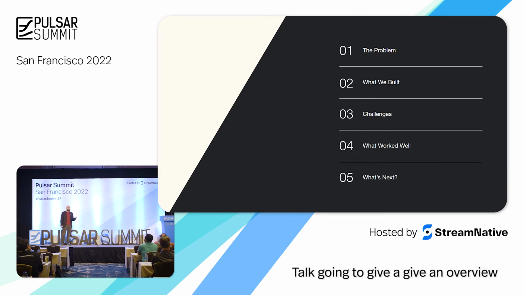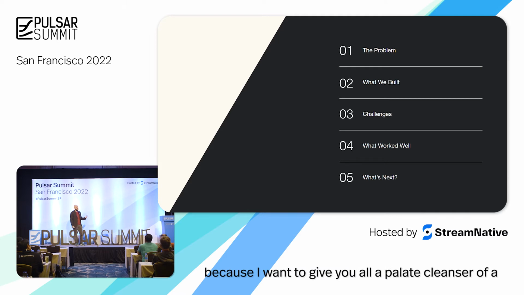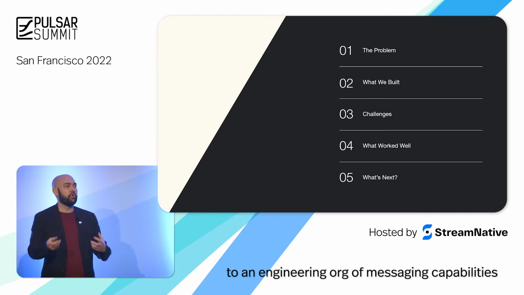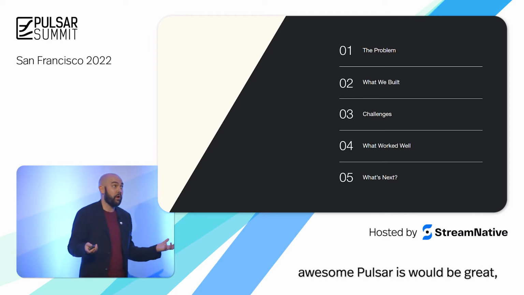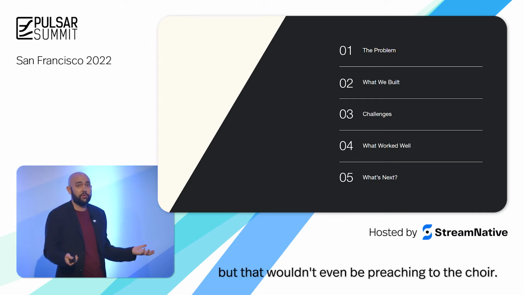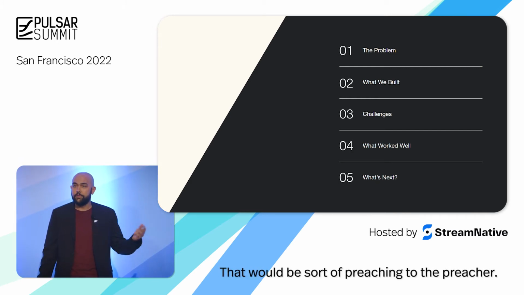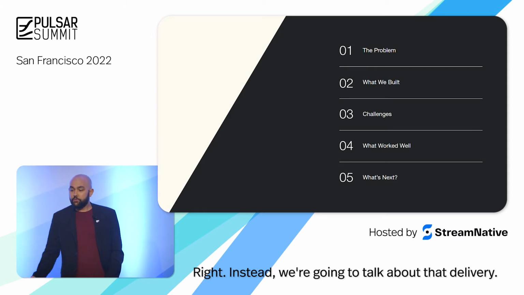I'll talk about a few things here, a similar structure to the Toast folks' talk. I'm going to give an overview of some of the technical challenges Klaviyo faced and talk about how we solved those, and that's honestly going to have pretty minimal emphasis on Pulsar, both because I want to give you all a palate cleanser after a long day of deep dives, and because I want to emphasize delivery to an engineering org of messaging capabilities rather than the capabilities of the broker. Preaching about how awesome Pulsar is would be great, but that wouldn't even be preaching to the choir. That would be preaching to the preacher, right? Instead, we're going to talk about that delivery.